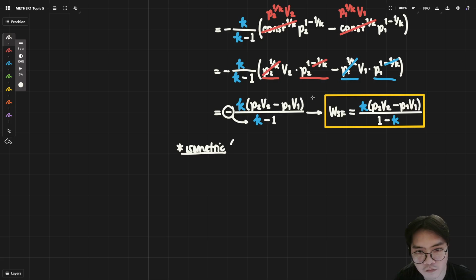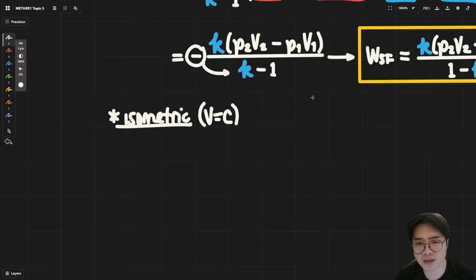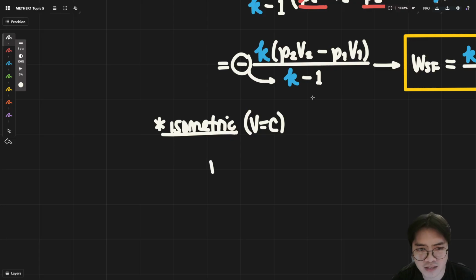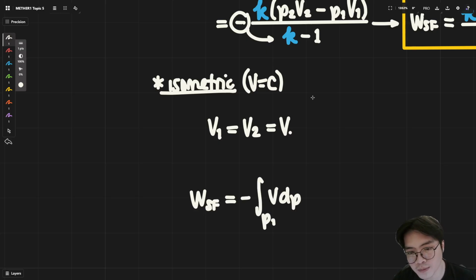We'll have volume constant, right? We will now have PV raised to infinity. What this basically means is that your V1 and your V2, excuse me, are the same. Let's call that a common V. And now if we see this, your work steady flow is just going to be equal to negative VdP, from P1 to P2.